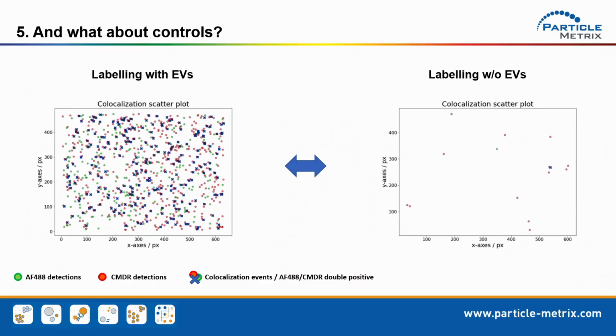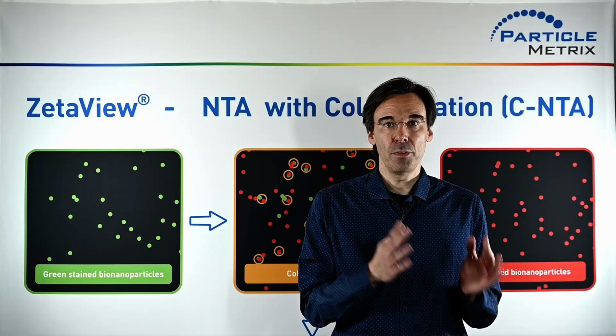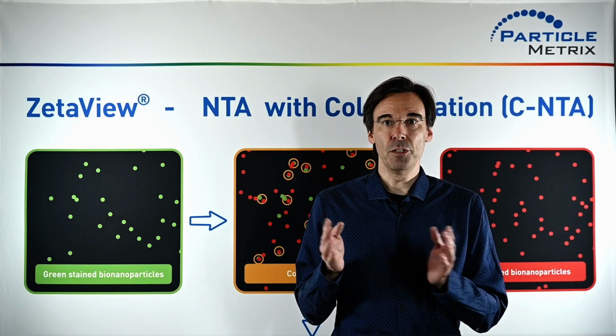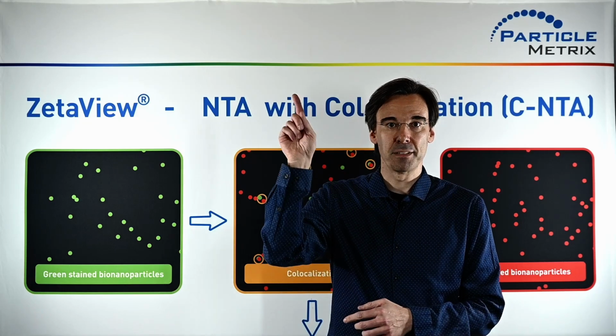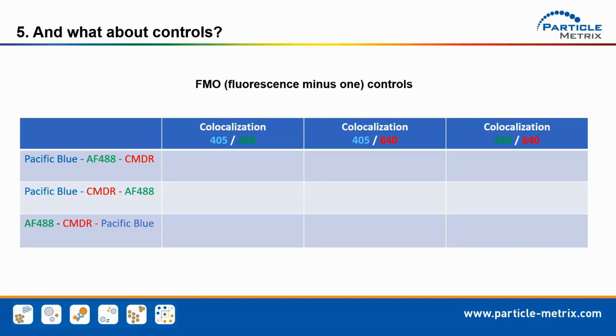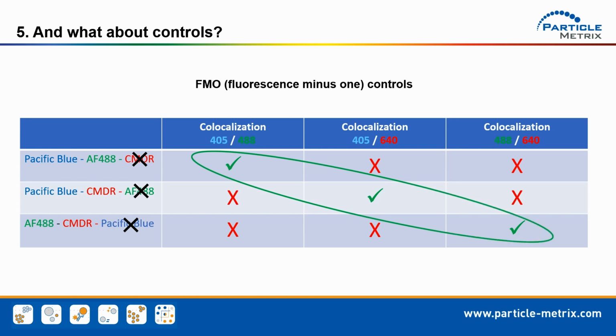For another check, you put everything into the labeling reaction, but instead of the EVs, you put the appropriate volume of buffer. No EVs, no labeling, no colocalization events. Check. And to wrap things up, FMO controls. They are originally derived from flow cytometry. During labeling, you omit one dye, but still test for colocalization in all available fluorescence channels. As a result, depending on the combination of the dyes, you get only one set of fluorescence channels in which you can detect colocalization.